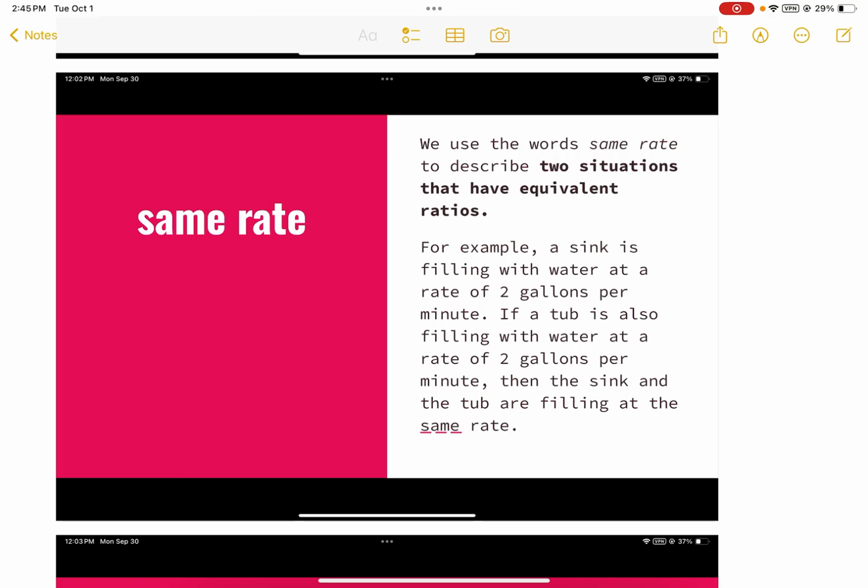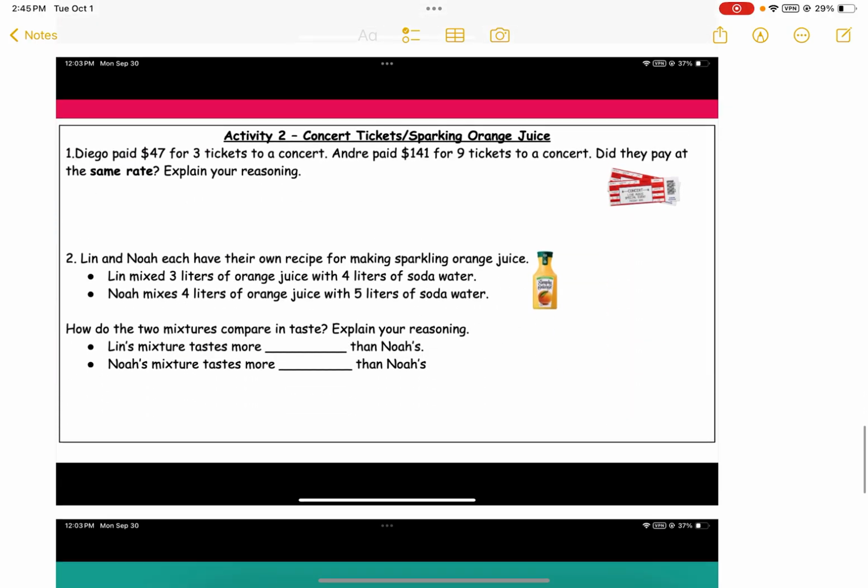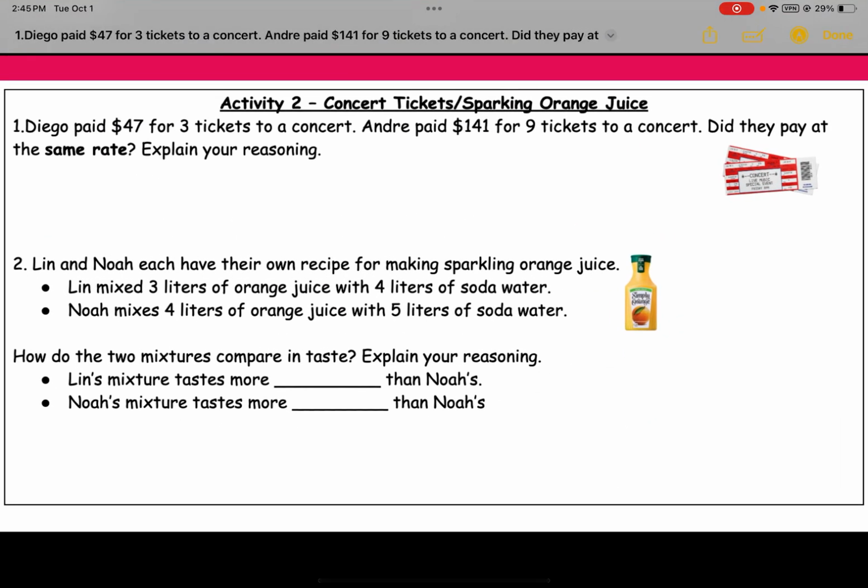Because they have an equivalent ratio. We know things taste the same if they have the same rate, and so on. So let's look at these problems. Diego paid $47 for 3 tickets. Andre paid $141 for 9 tickets. Did they pay at the same rate?